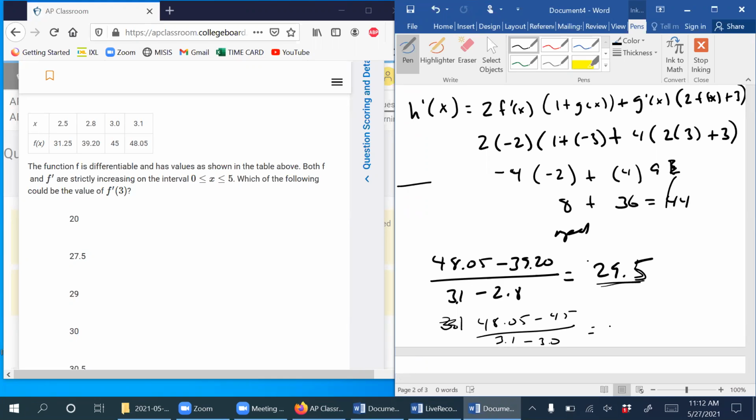Let's go ahead and try these two. 48.05 minus 45 divided by 0.1. And that gave us 30.5. So from the points I'm looking at, it could be 29 or it could be 30. And then let's just look at one more point. Let's go the other way. 45 minus 39.20 over 3.0 minus 2.8, okay? 45 minus 39.20, and then we're going to divide that by 0.2, and it says 29.